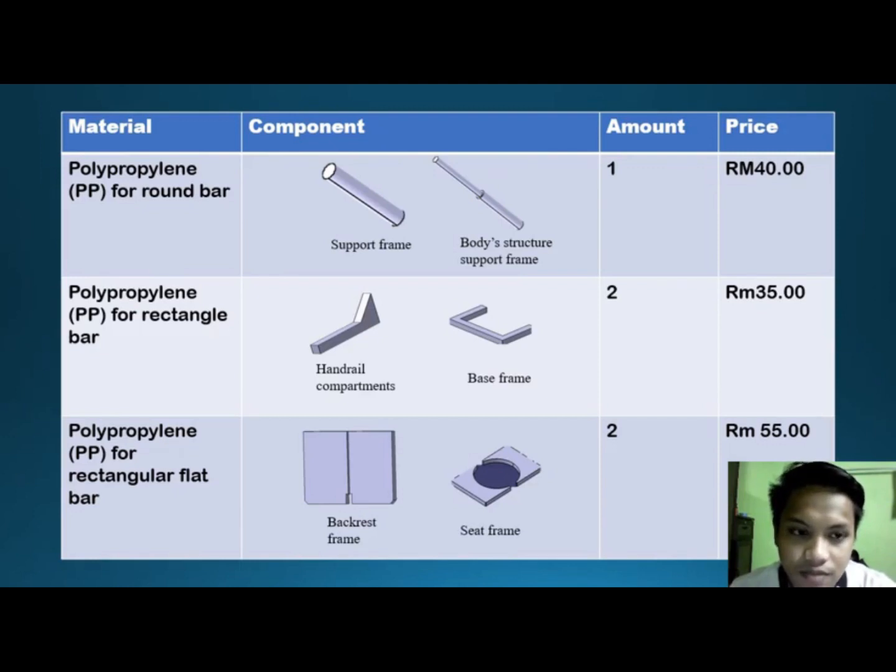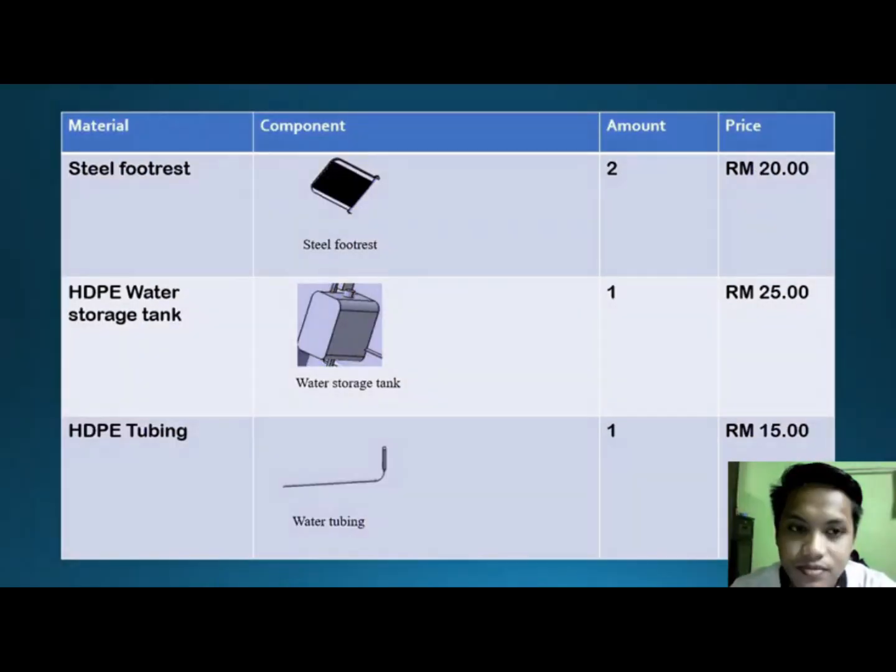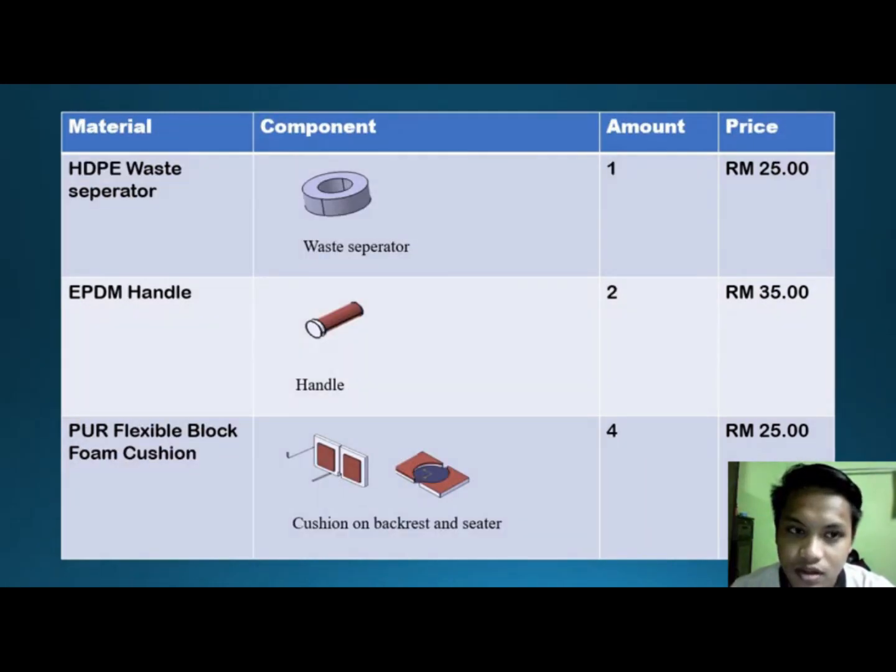The price is RM40. Next is polypropylene for rectangular bar. The price is RM35. Next, polypropylene for rectangular flat bar, and the price is RM55. We have also the steel footrest. The price is RM20. HDPE water storage tank. The price is RM25. HDPE tubing. To make the tubing, the price is RM50. Next, we have the HDPE waste separator. To make the waste separator, the price is RM25.